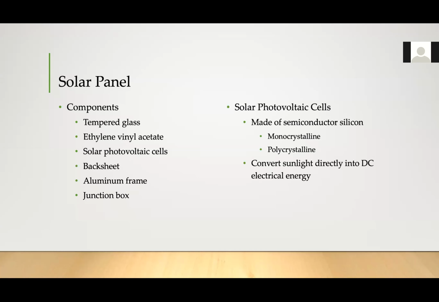So it has many components, including a sheet of tempered glass, ethylene vinyl acetate. Then you have your solar photovoltaic cells. Then there's a back sheet, an aluminum frame, and then the junction box.